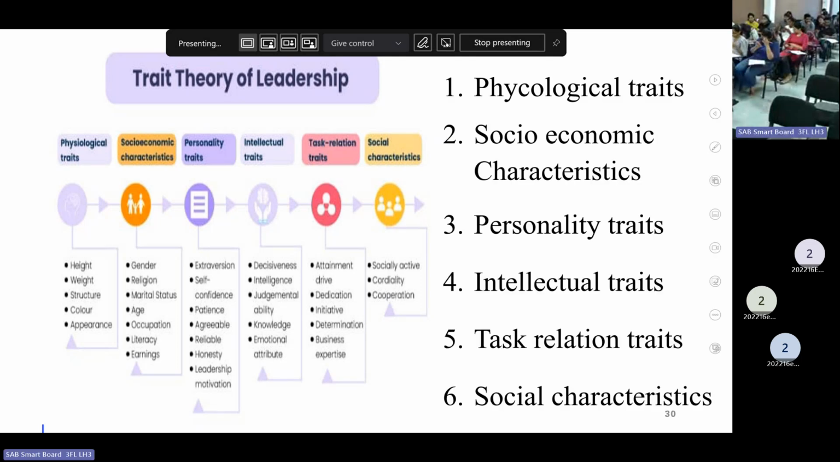These are the latest six groupings of leadership theory: trait theory, grouping this. Psychological, socio-economic characters, personality trait, intellectual, task-oriented, social characters. Okay.